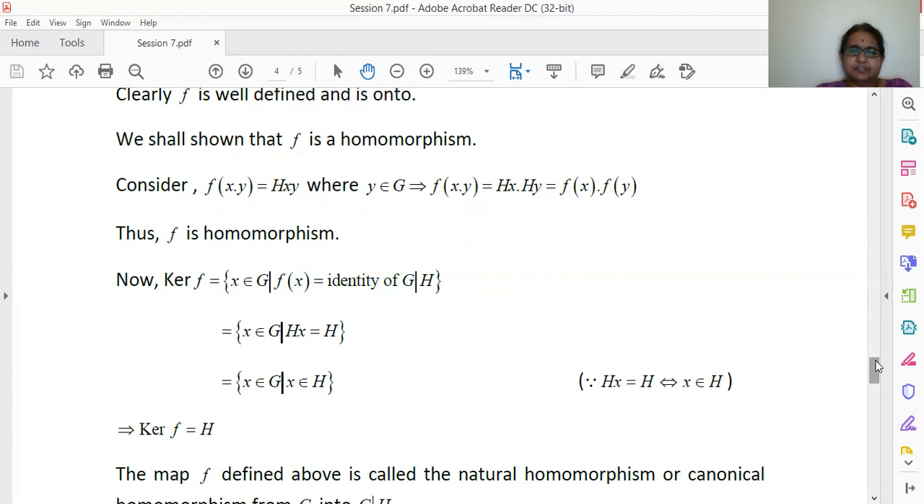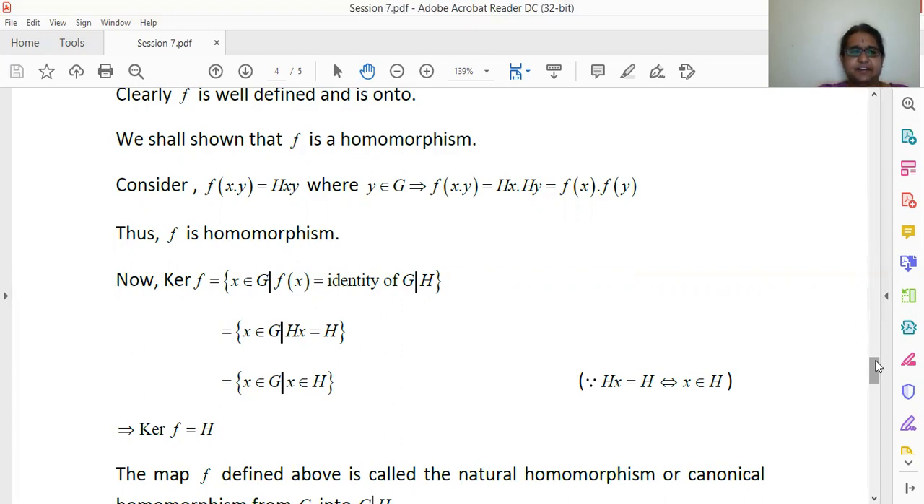Since Hx is equal to H if and only if x belongs to H, therefore kernel F is the set of all x which belongs to G such that x belongs to H. This implies kernel F is equal to H. So we have shown that F is a homomorphism and that kernel F is H.